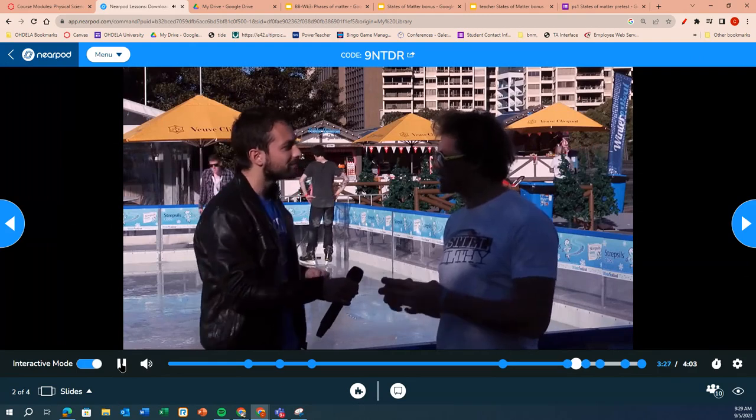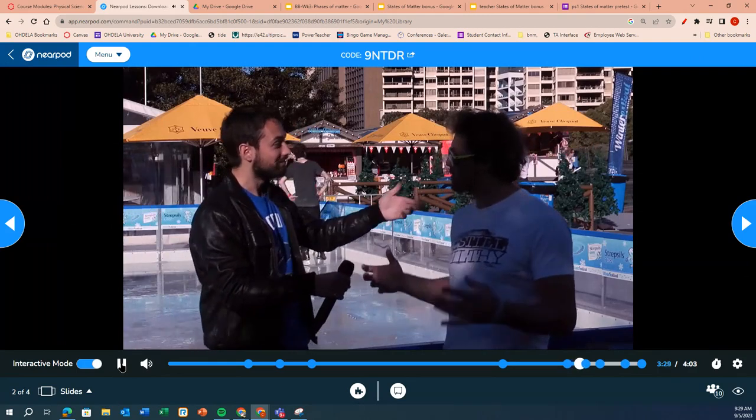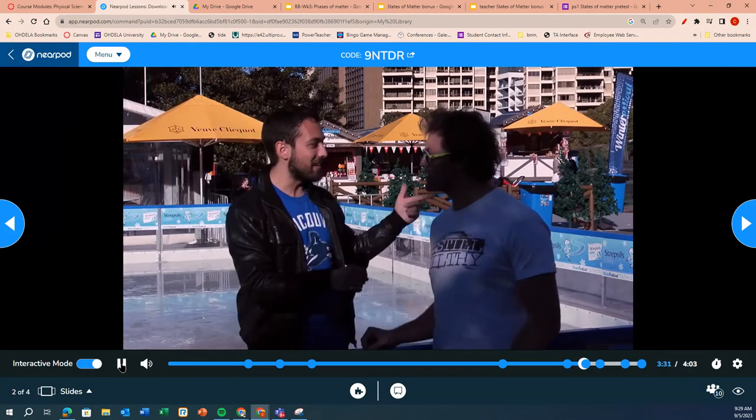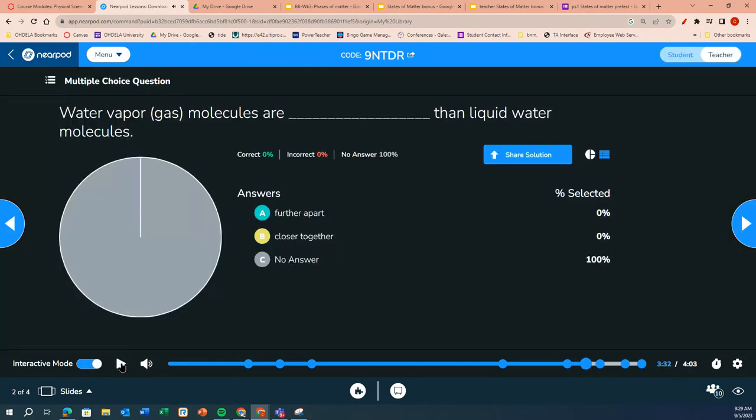And in gas, maybe they're further apart. Is that what we're saying? Yeah, fantastic. That makes sense. You guys nailed it. All right, water vapor gas molecules are blank than liquid water: further apart or closer apart.